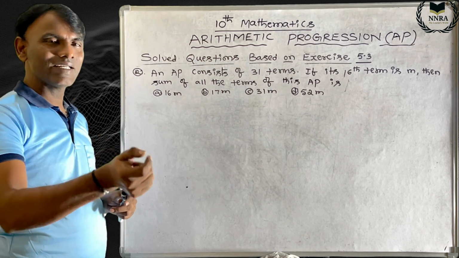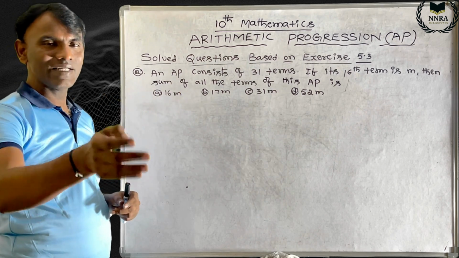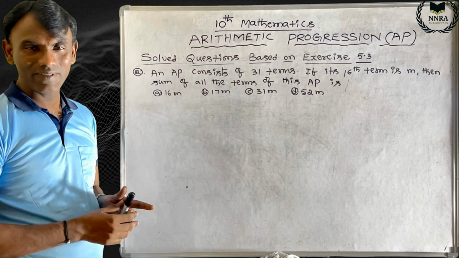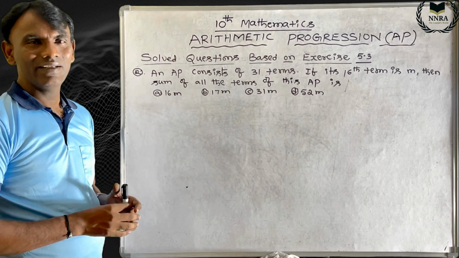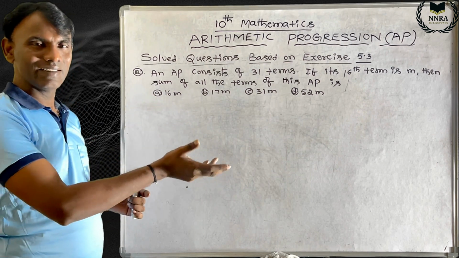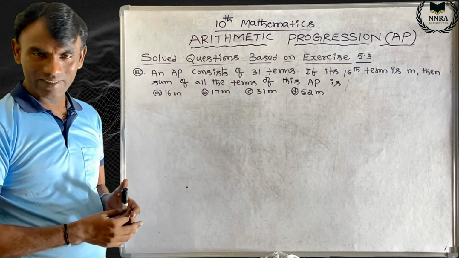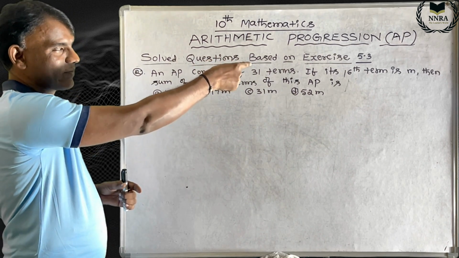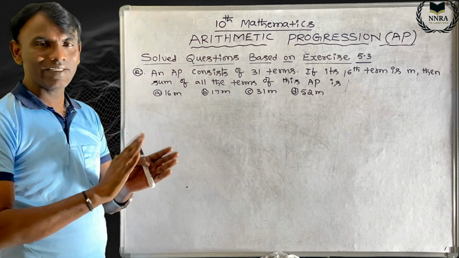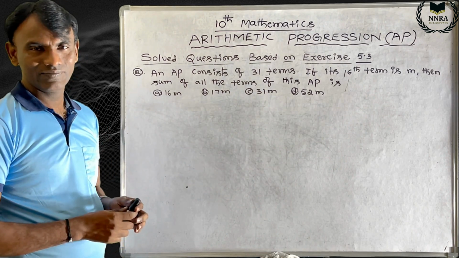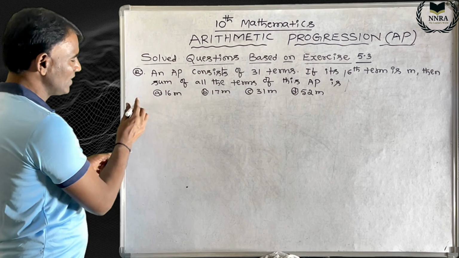For that there is one general formula, the sum of first n terms. Sn equal to n by 2 into 2a plus n minus 1 into d. In that we have to substitute n equal to 31. After that, again we need to substitute the a value and d value. That a and d we will get from the 16th term, but we will not get the a value and d value separately. We will get a combined value. Got my point? So first we write the standard formula.